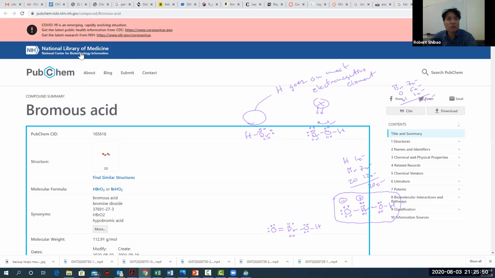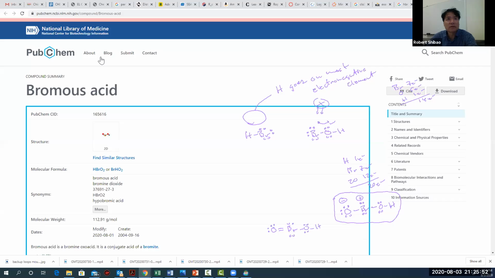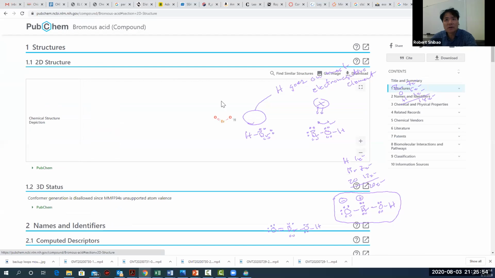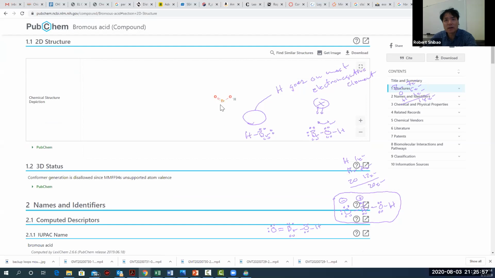The National Library of Medicine. What does the National Library of Medicine have? The National Library of Medicine has what we call an expanded octet. Do you see they've made a double bond here to expand the octet on bromine? They don't have the lone pairs there.